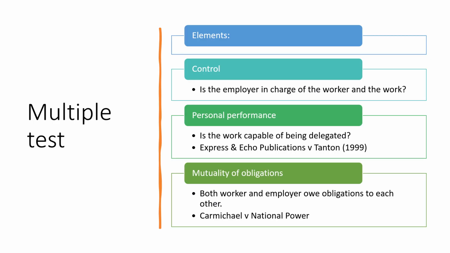So you've got things like control: is the employer in charge of the work? Is their performance personal, or is it capable of being delegated, in which case they're probably an independent contractor? And is there a mutuality of obligations? Do both parties need to do something in return for the other?